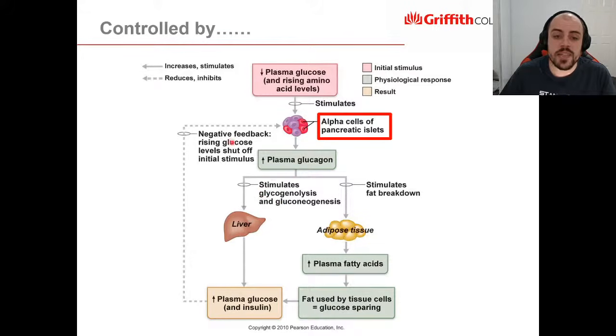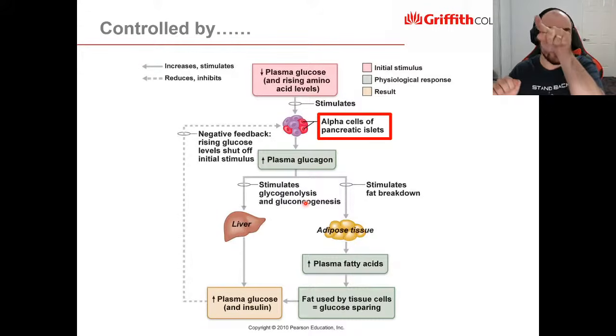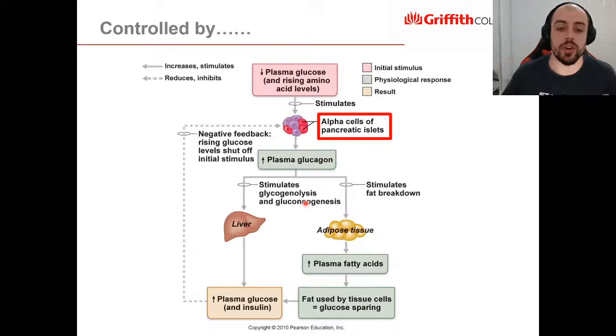Now, what is then going to happen is that we see a negative feedback loop. What this means is that this process will continue. It will keep going until we see a sudden spike in our glucose levels.